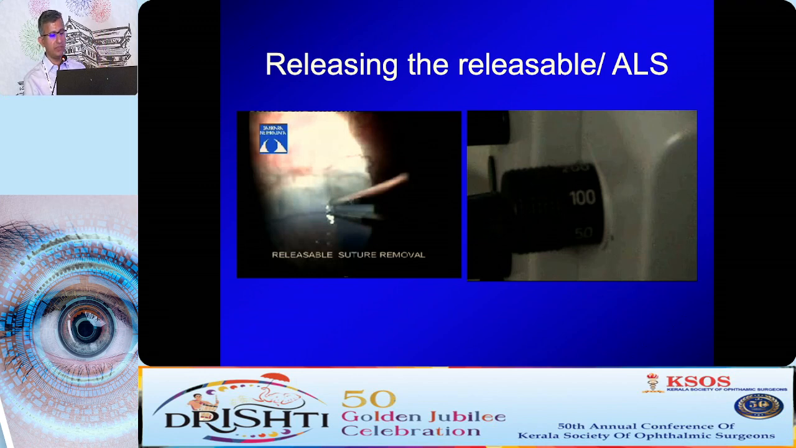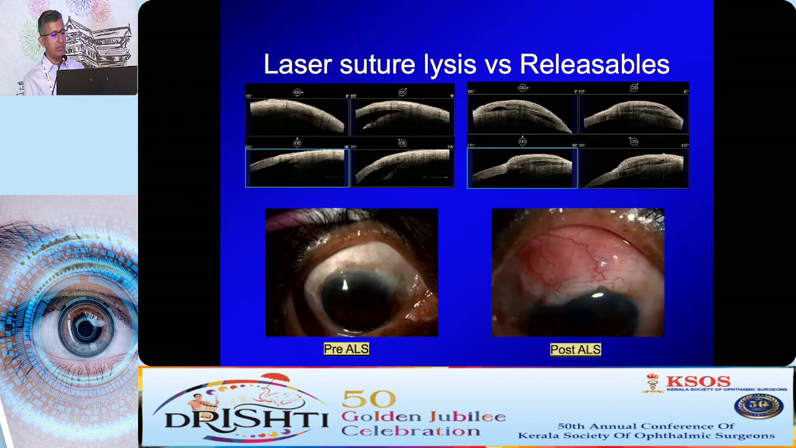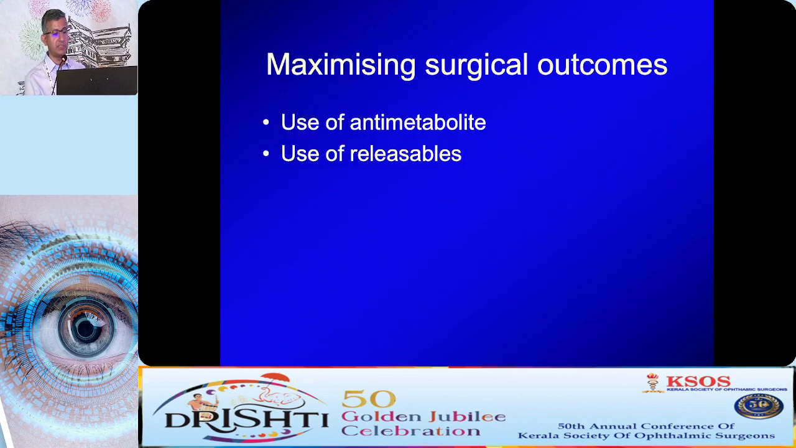Both are fairly effective, and if done properly, this is pre and post release. You can see a small little scarred bleb. Post argon laser suture lysis, you're seeing a fairly large diffuse bleb which goes around. So if you have done it at the correct time, you can probably get a fairly good result. Don't forget that if you're very aggressive with this, you might sometimes end up with a shallow anterior chamber even there.